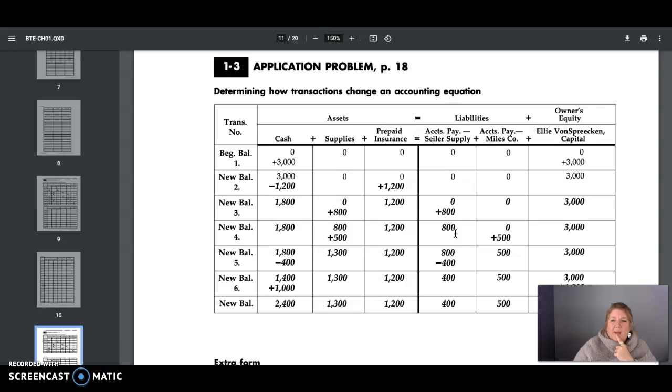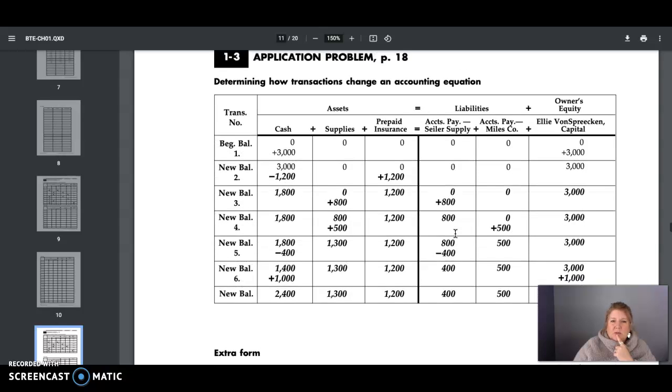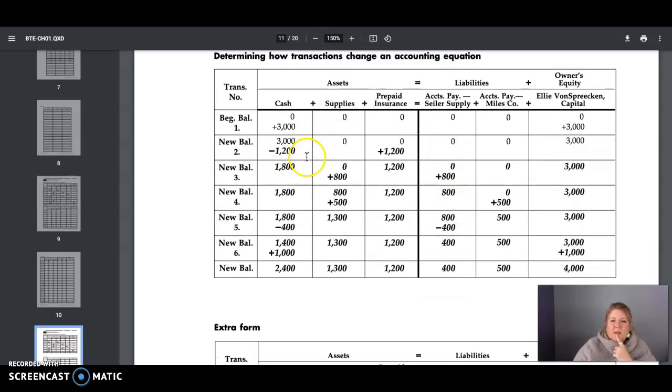Okay, here's another application problem that you were assigned to do. 1-3. Let's go over it. Number 2 was pay cash for insurance. Cash is decreased. Insurance is increased. No effect on this side. On the 3rd, we bought supplies on account. Supplies is increased. Accounts payable is increased. On the 4th, we bought supplies on account from Miles Company.